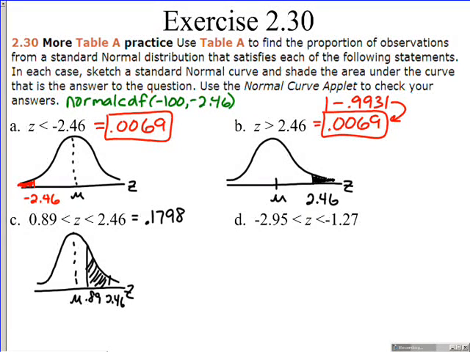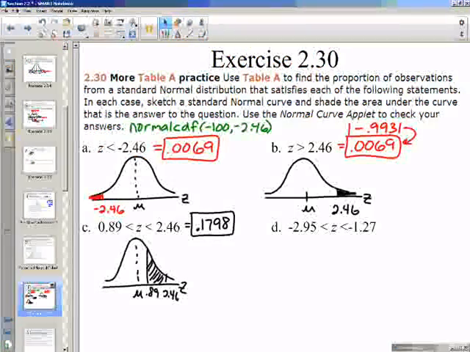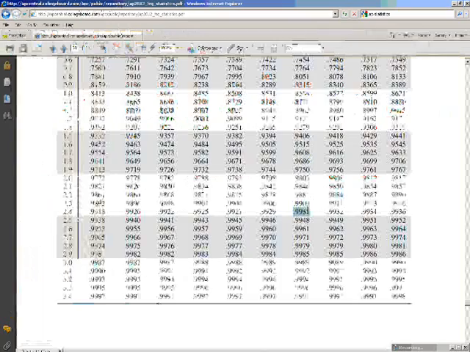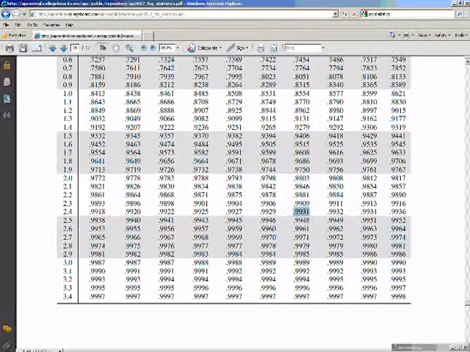Let's take a look at how we would have to do this if we didn't have the calculator. So very quickly, this is the last one that we will look at the table. Remember, it's giving us the area to the left. So we know the area to the left of 2.4 is 0.9931.